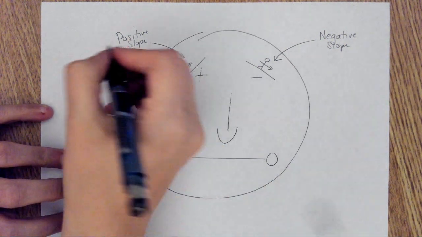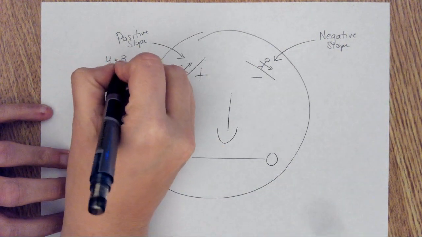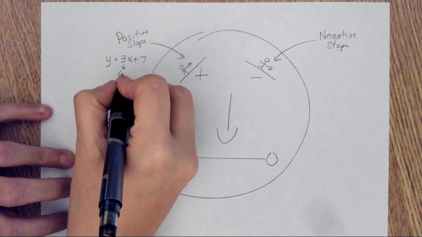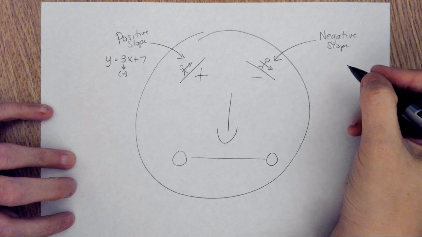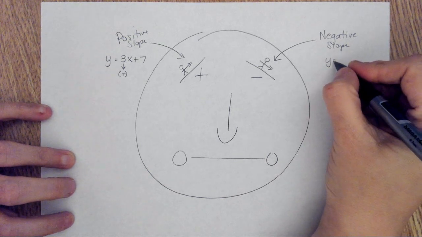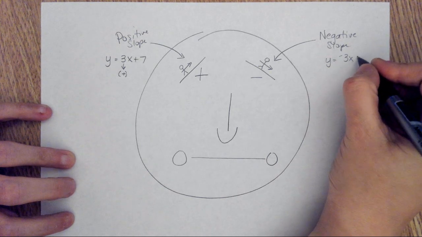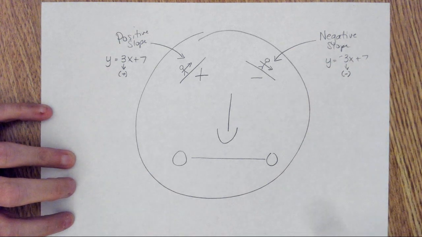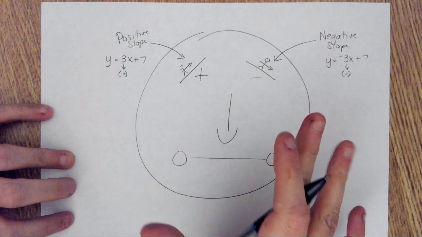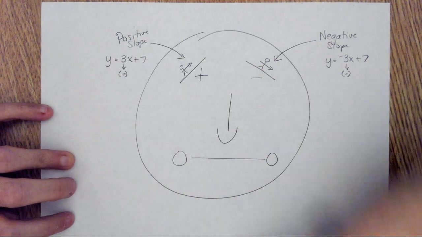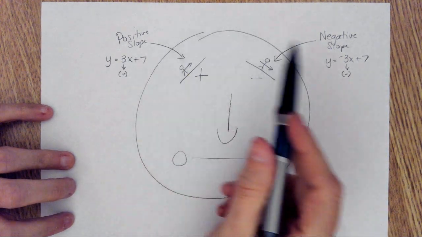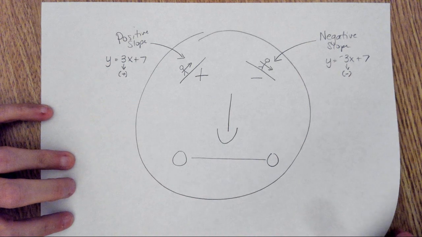Now, an example of positive slope might be y equals 3x plus 7, because this number, the slope right here, is positive. An example of negative slope might be y equals negative 3x plus 7, because this number right here is negative. Okay? So those are the two easiest ones. I'm not really going to go into a lot of detail because we have done tons of examples of slopes that are in slope-intercept form or in y equals kx direct variation form.